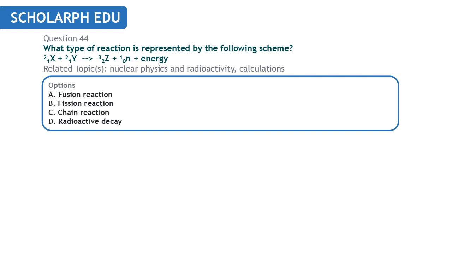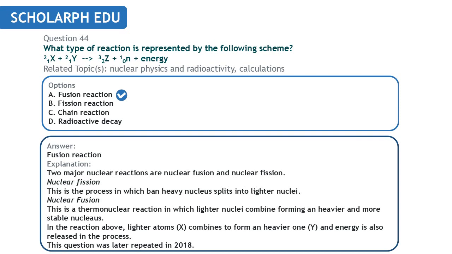So if you look at this reaction here, we have two light nuclei combining to form a heavier nucleus. The nuclei X and Y have an atomic mass of 2, and they are combined to form an atom that has an atomic mass of 3. This is heavier than either of these two. So in this type of reaction, lighter nuclei combine to form a heavier nucleus, with the emission of energy. Loss of energy accompanies that process. This is what we term as nuclear fusion.